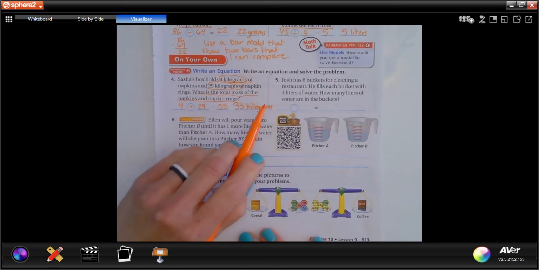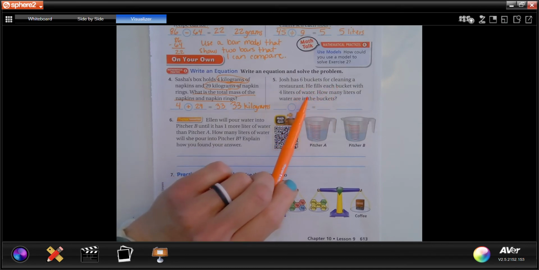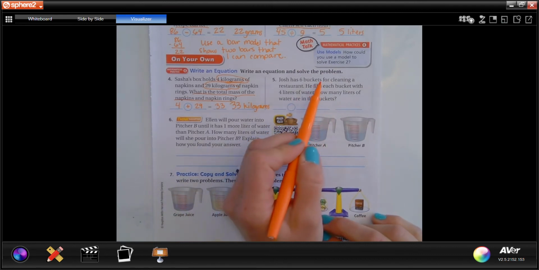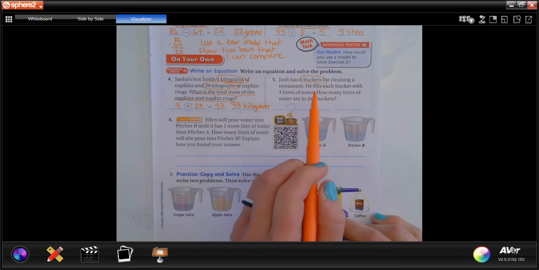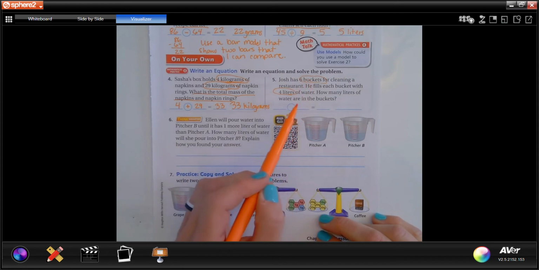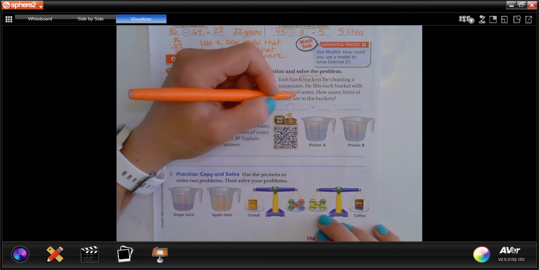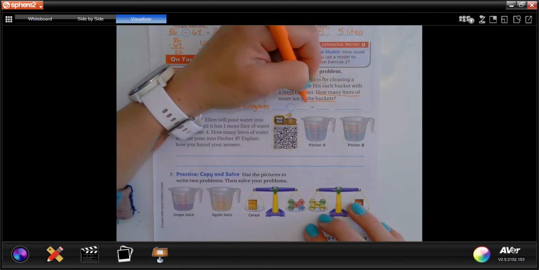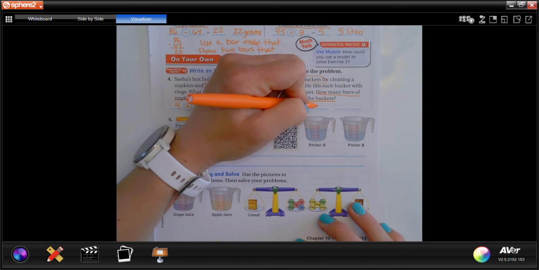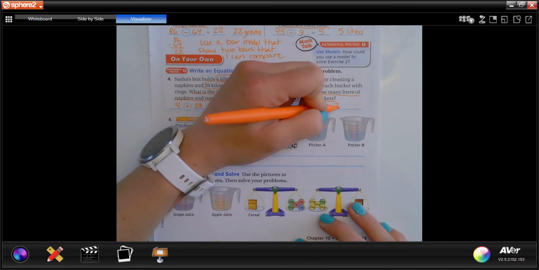Number 5. Josh has 5 buckets for cleaning a restaurant. He fills each bucket with 4 liters of water. How many liters of water are in the buckets? Okay, so he has 6 buckets for cleaning his restaurant, and he fills each bucket with 4 liters. So there are 6 containers with equal parts of 4. So we're going to multiply that to find out how many liters of water are in the buckets. So 6 times 4 equals 24. And what are we working with? We're working with liters. So 24 liters.